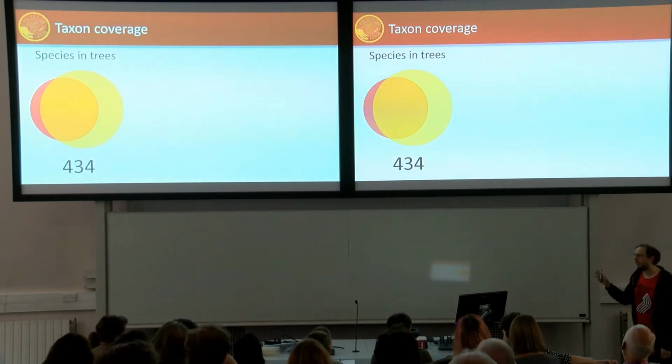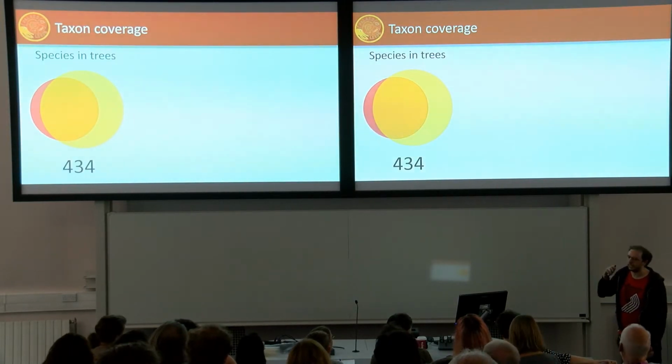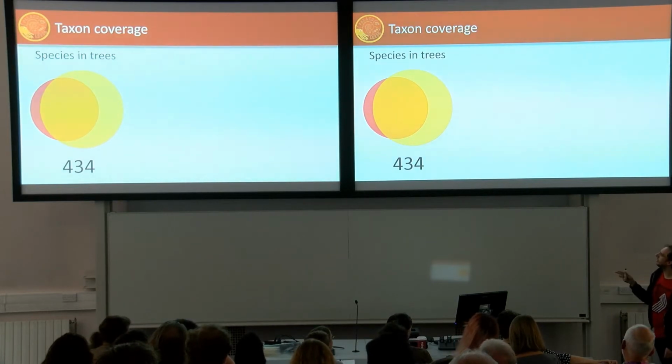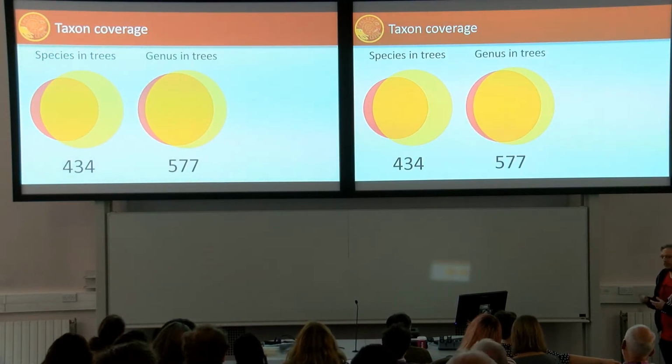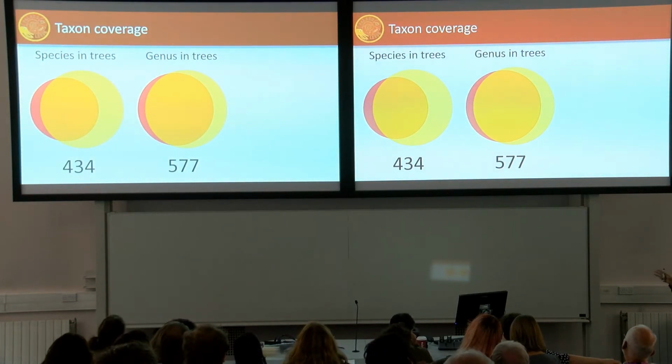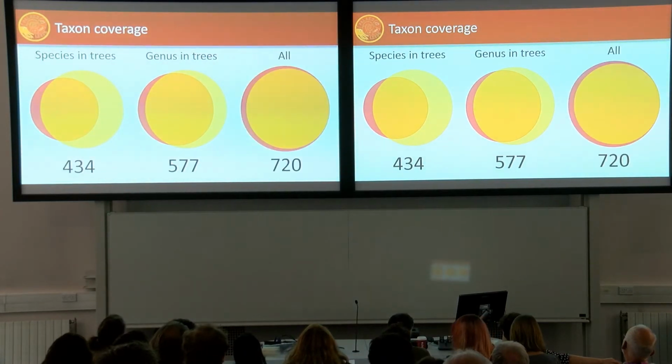So this is our basic approach, and this is a slightly updated data set. We've got 434 species in here, and that's where we're only including species if they're sampled in one of our source data sets. We can go a bit further by saying, well, if the genus is sampled, we can assign the species in just to that genus. That gets us to 577, but it's, again, not all the way where we want to go. So the only way to do that is to shove everything in effectively, and that gets us to 720.